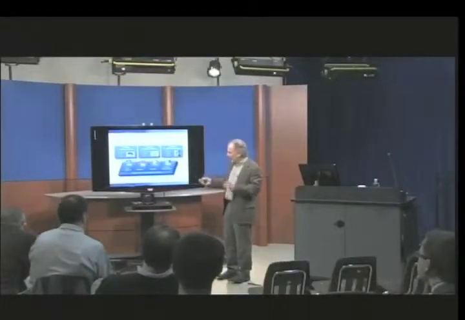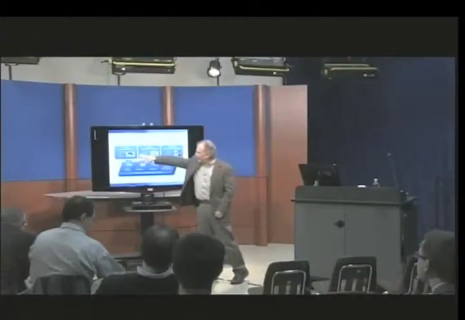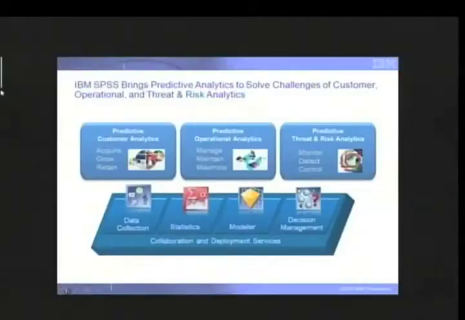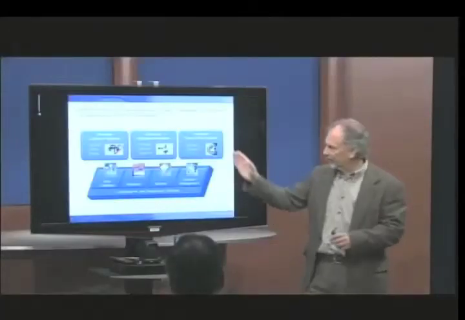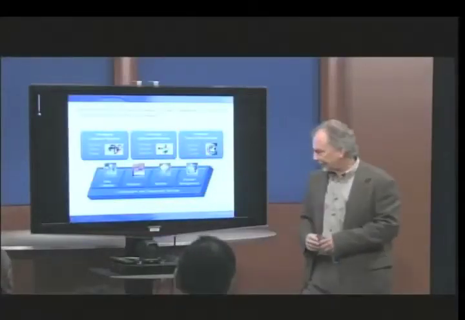So again, as an overview of the predictive analytics world, it's broken down into customer analytics: acquire, grow, retain your customers; operational analytics: manage your business, maintain and maximize your profits, make things as efficient as possible, reduce your inventory. And then you've got predictive threat and risk analytics: monitor what's going on, detect a threat, control it, fraud detection, and so forth. Those things in the commercial space tend to fall into those three areas.